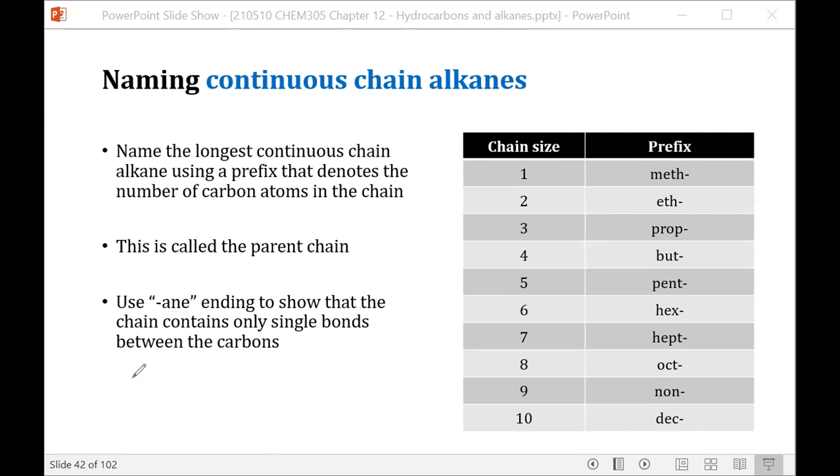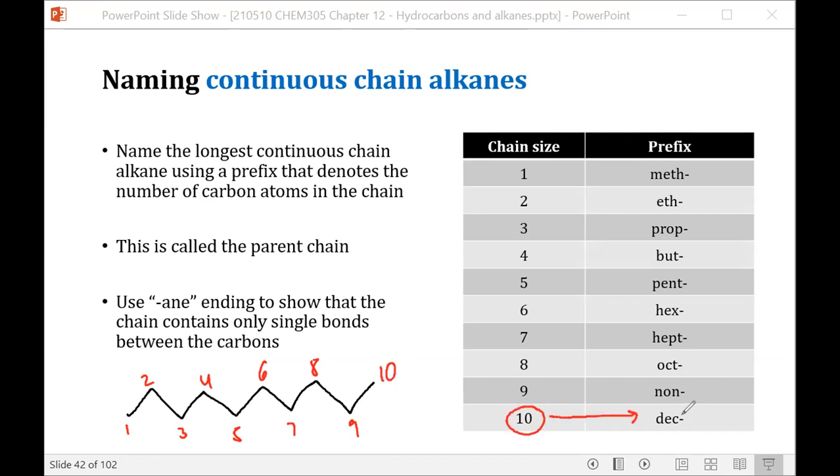So another quick example. See if you can name this one. So the first thing you want to do is figure out how many carbons are in a row. 1, 2, 3, 4, 5, 6, 7, 8, 9, 10. So 10, so it's going to be dec, and then we add the ane ending. So this will be decane.